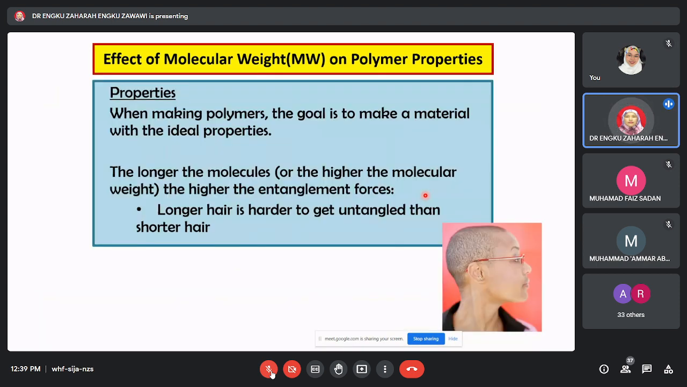Alright. So effect of molecular weight on the properties ni when making polymer. The goal is to make a material with ideal properties, of course lah. So the longer the molecule or the higher the molecular weight, the higher will be the entanglement force. So macam dia kata longer hair is harder to get entangled than the shorter hair. Kalau macam ni tak entangle langsung lah, tak berkait pun.